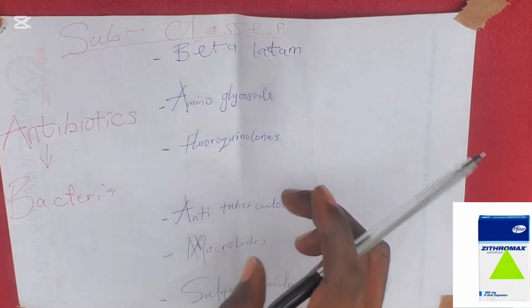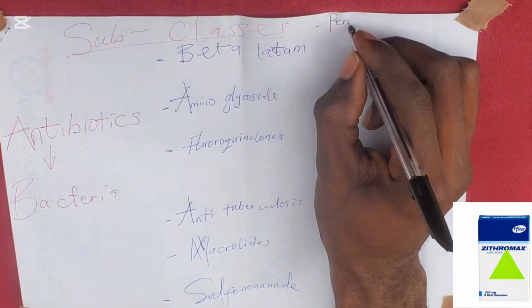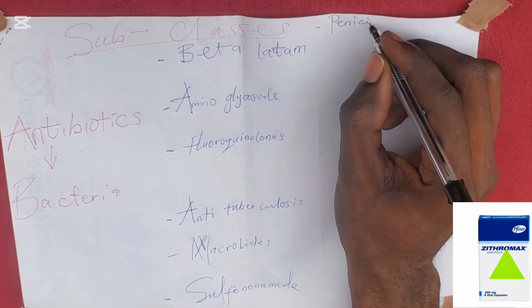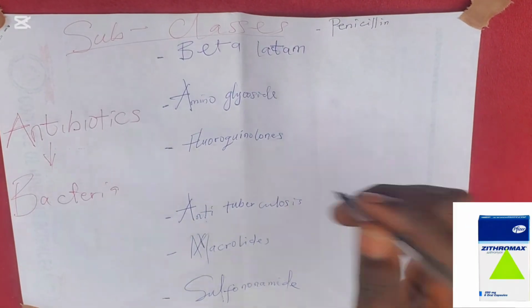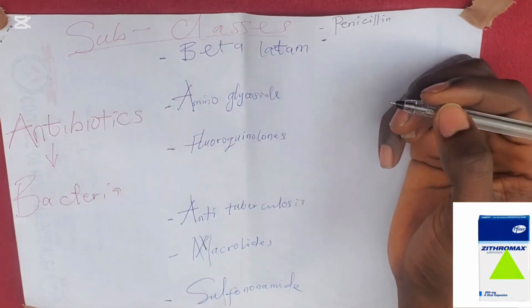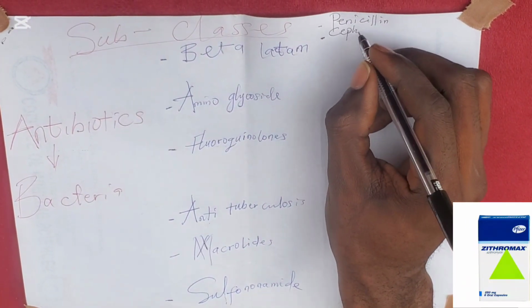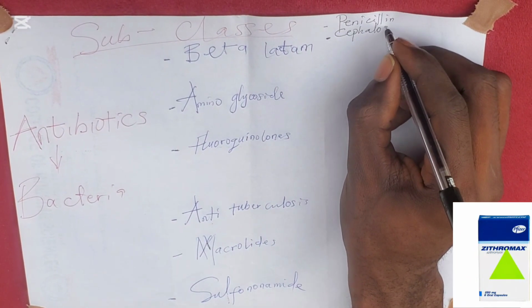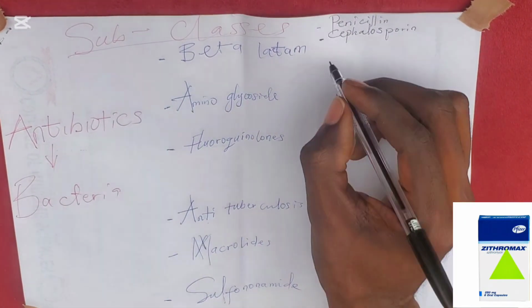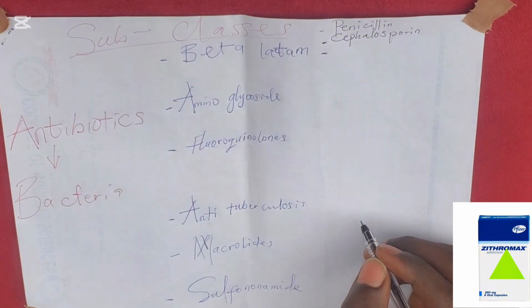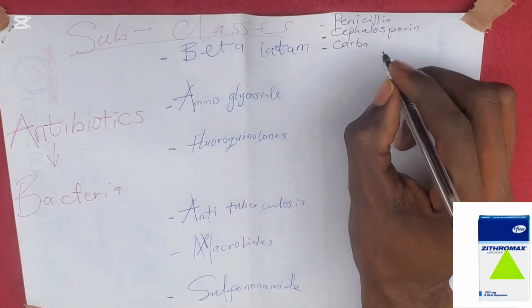Now coming to the beta-lactam, we have the number one, which is the penicillin. Penicillin, please follow me, because immediately after this, I'm going to get real medication to demonstrate. And the second one we're going to have there is the cephalosporin, the one that our lecturer always talks about in class. I always get confused whenever I come to this stage. Now, the third one is carbapenems.